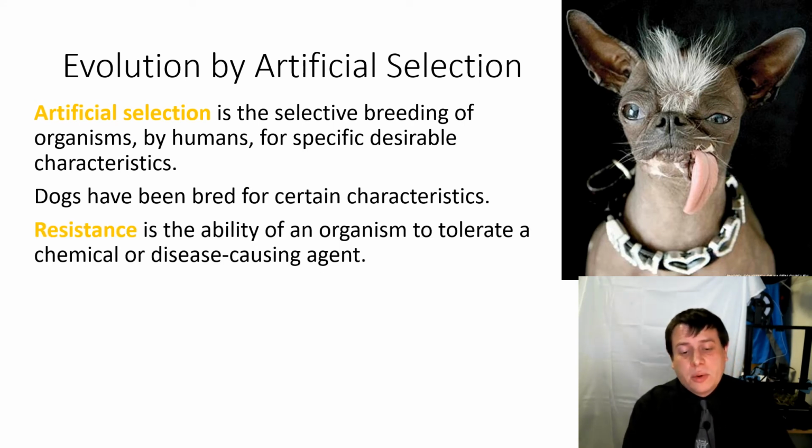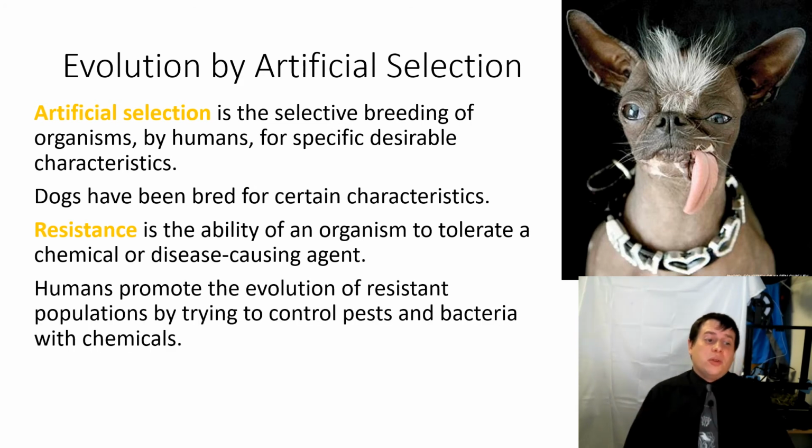And then lastly, we're going to talk about resistance, and that's the ability for an organism to tolerate a chemical or disease-causing agent. And I'm grouping it kind of with artificial selection because humans promote the evolution of resistant populations by trying to control pests and bacteria with chemicals.